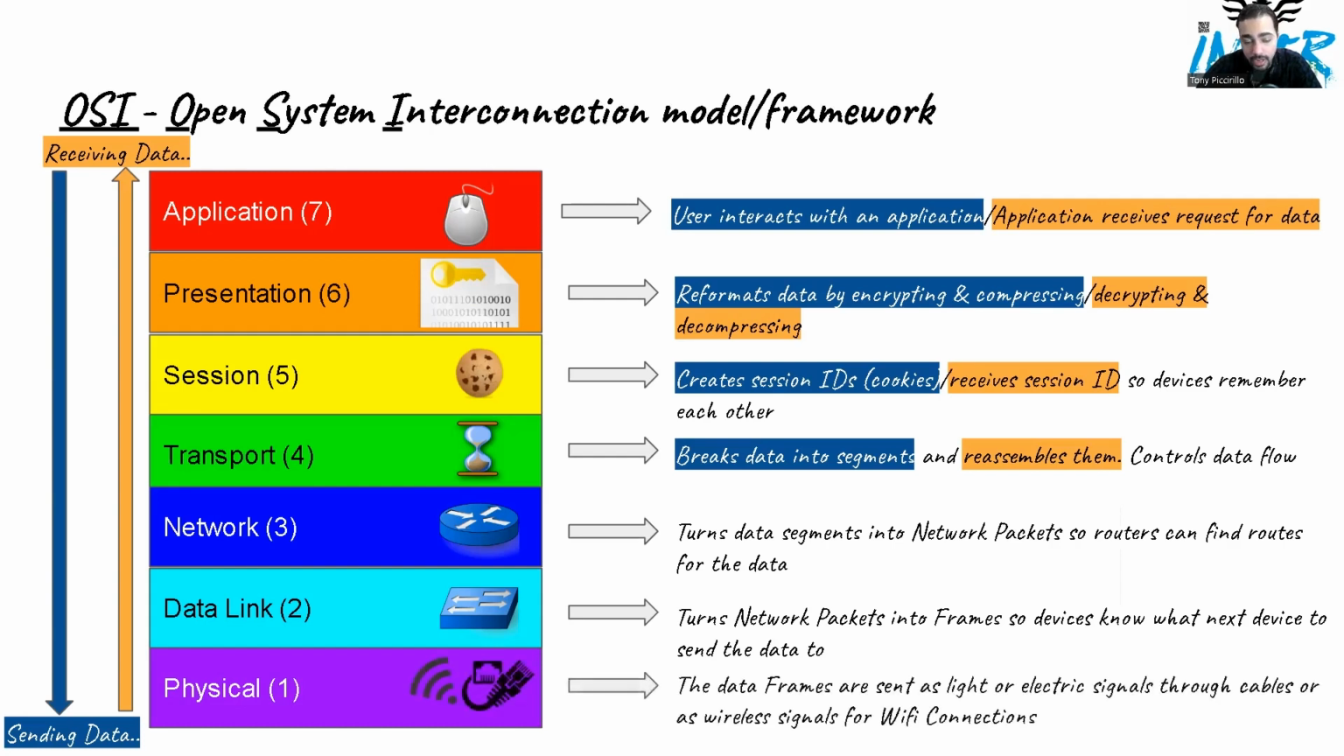Finally, we have the physical layer, where frames are turned into light signals to go through fiber cables. Electrical signals go through Ethernet and coax cables, or wireless signals for Wi-Fi connections. It's like the delivery truck that gets the ones and zeros that make up the data to the next device.